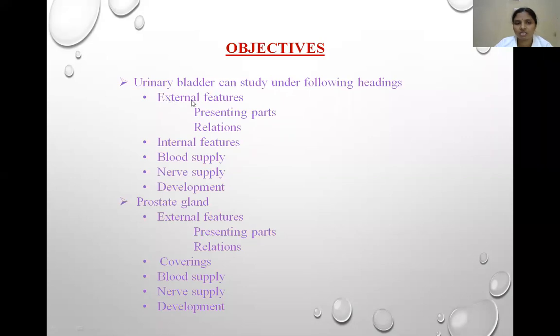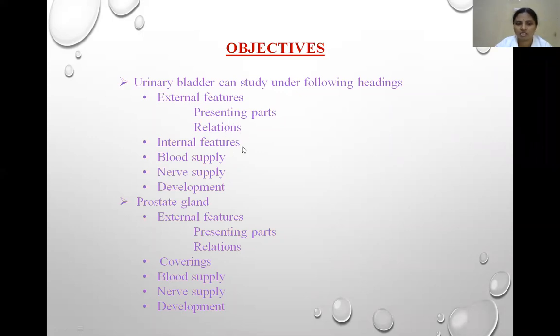First, we should see the external features. It includes the presenting parts, various borders, surfaces, and the relations. For any organ or viscera, you can study the relations under two subheadings: structural or peritoneal. Whatever the peritoneal and structural relations are, they are described according to the surfaces and borders. The relations we have to write in detail.